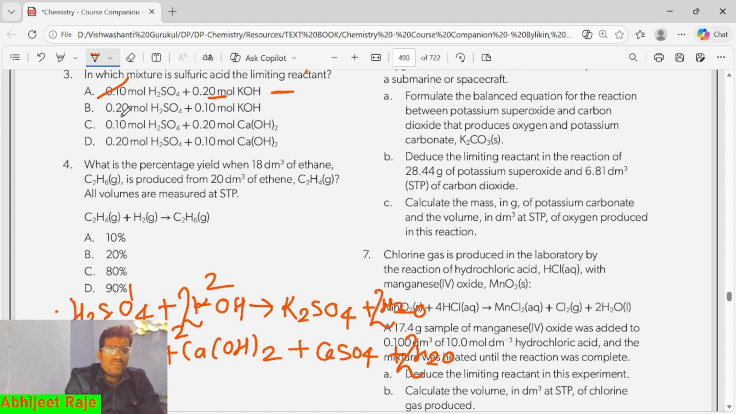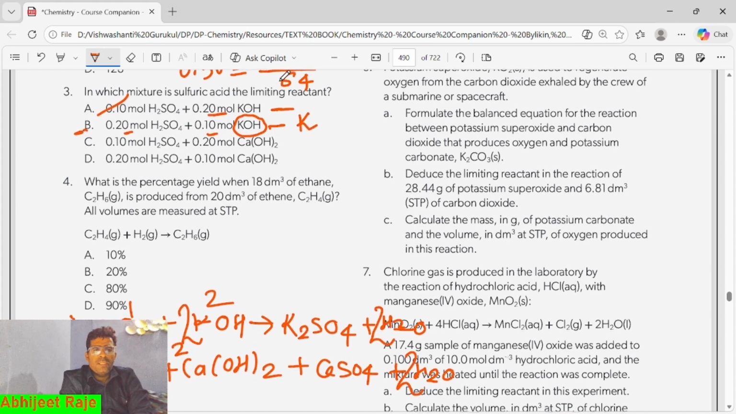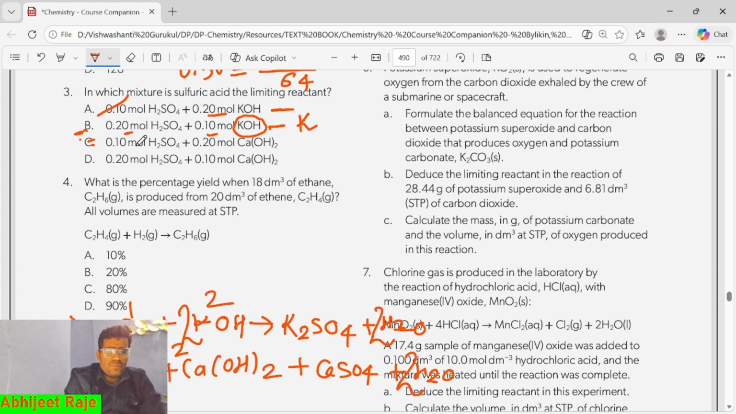In the second equation we can see H2SO4 is 0.2 and KOH is 0.1. Actually it should be double of H2SO4, so it should be 0.4, right? But this KOH is less and this is in excess. So in this case KOH is the limiting reactant and H2SO4 is in excess. So option B is gone. What we want is H2SO4 limiting, right? Sulfuric acid we want limiting. Now the third option, C: 0.1 mole of H2SO4. Now look here. We are going to the second equation, where the ratio is 1 to 1.